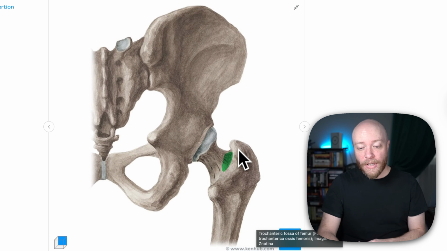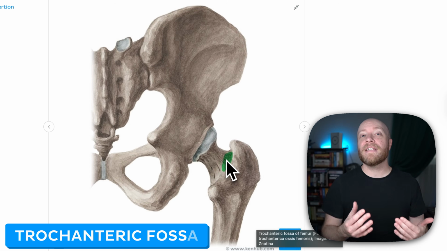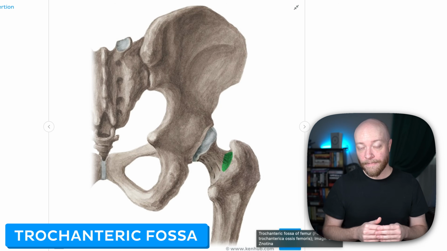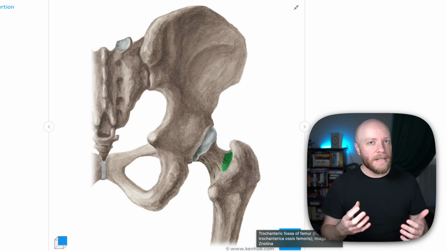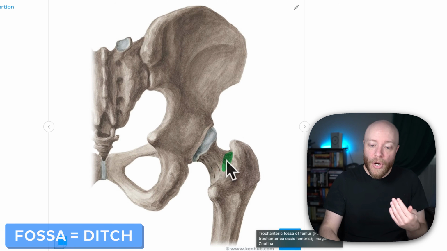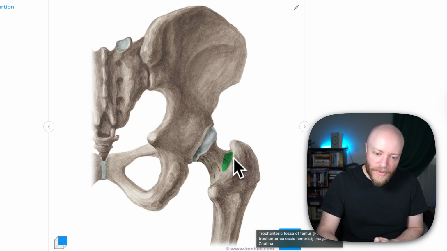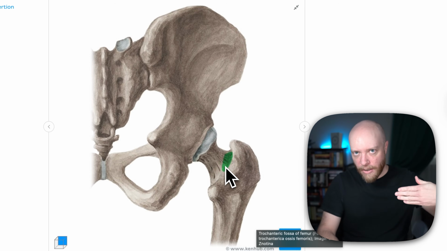Now, the reason why that's going to be important is because you can see that we're kind of nestled into this little area here, right? This is what's called the trochanteric fossa of the femur. A fossa literally translates to ditch. So this is just this little groove that's nestled in on the other side of the greater trochanter. This is the trochanteric fossa.